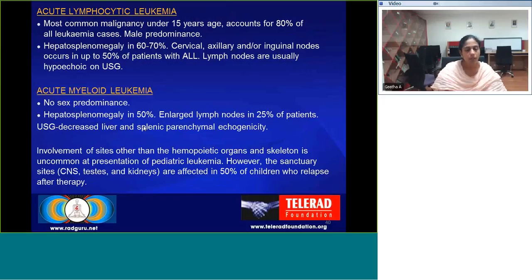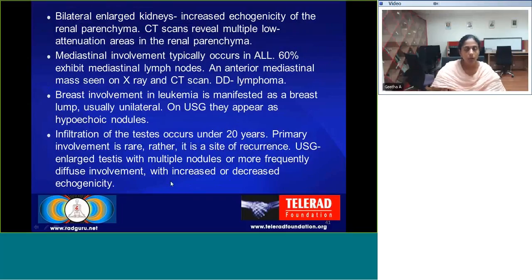There is also involvement of sites other than the hemopoietic organs and skeleton, but it is uncommon at presentation of pediatric leukemia. However, sanctuary sites such as the CNS, testes, and kidneys are affected in 50% of children who relapse after therapy. The findings include bilateral enlarged kidneys, which show increased echogenicity of the renal parenchyma. CT scans reveal multiple low attenuation areas.